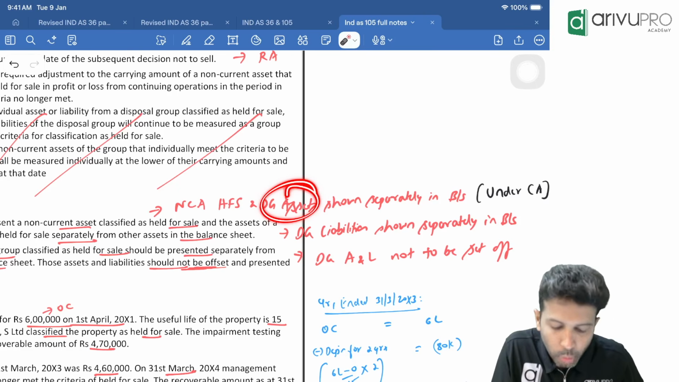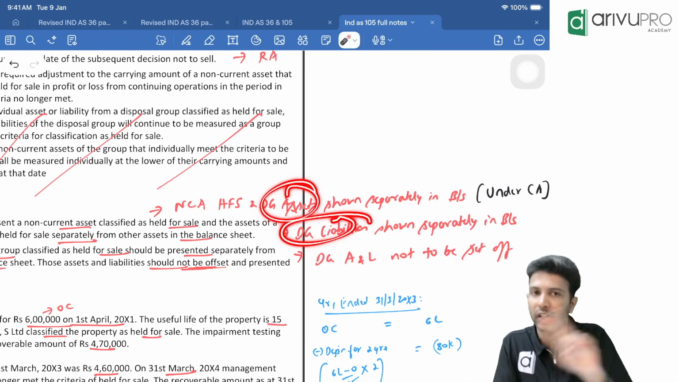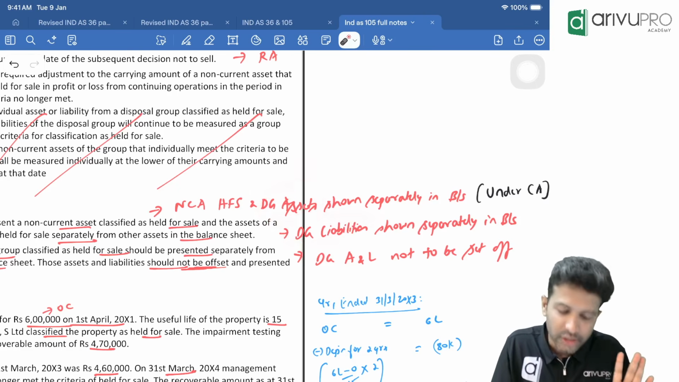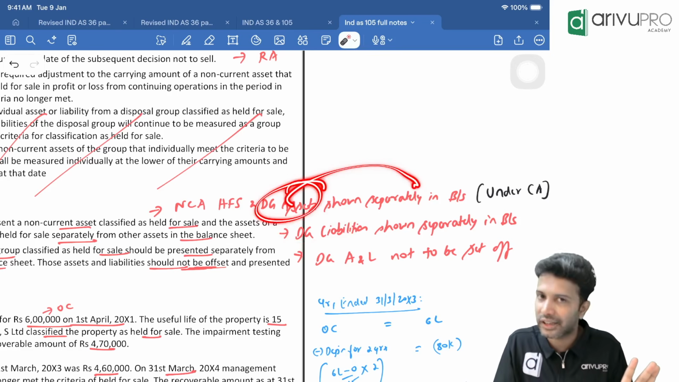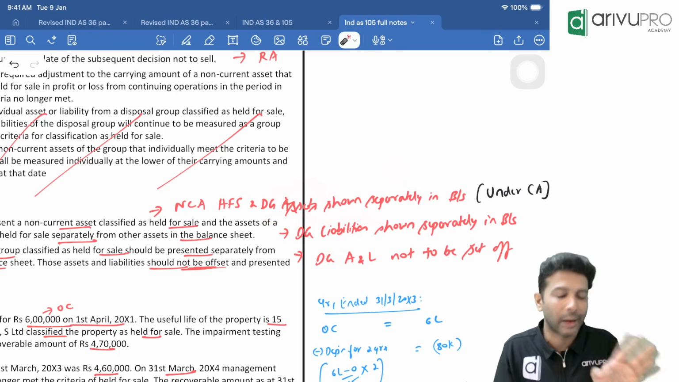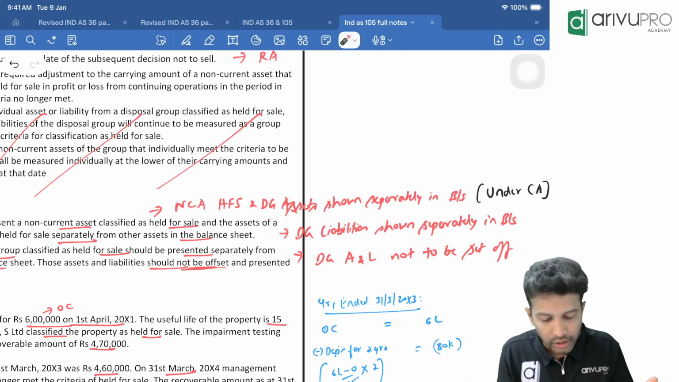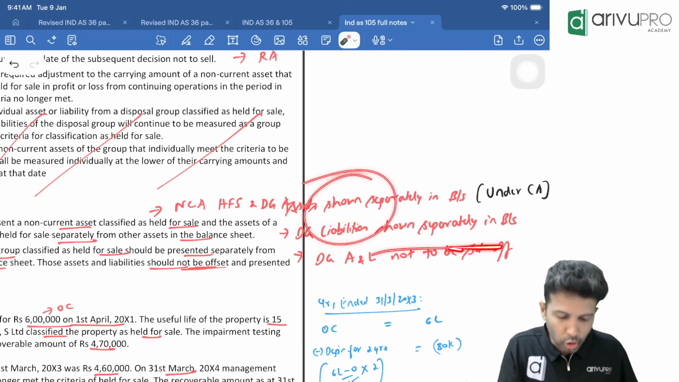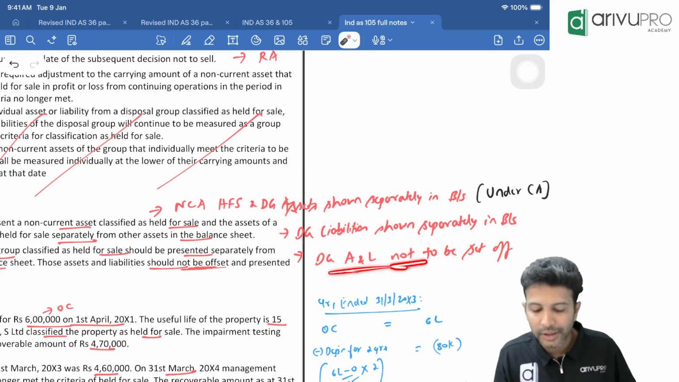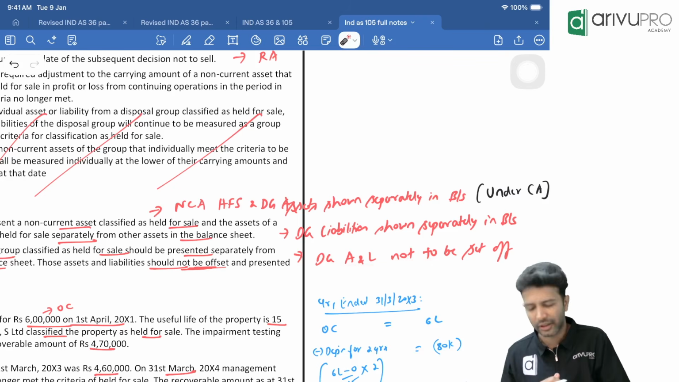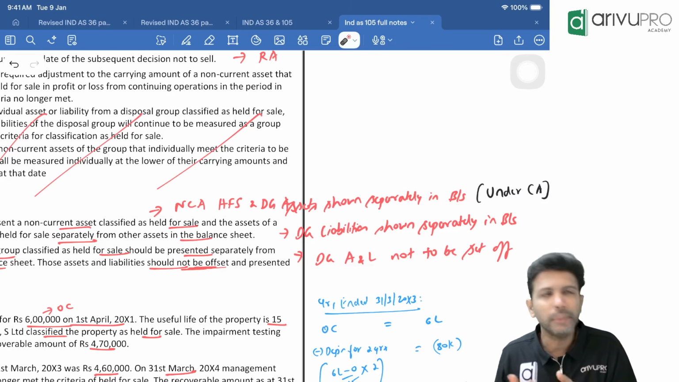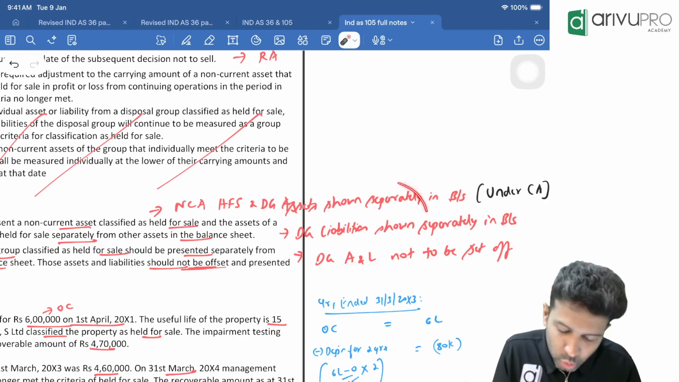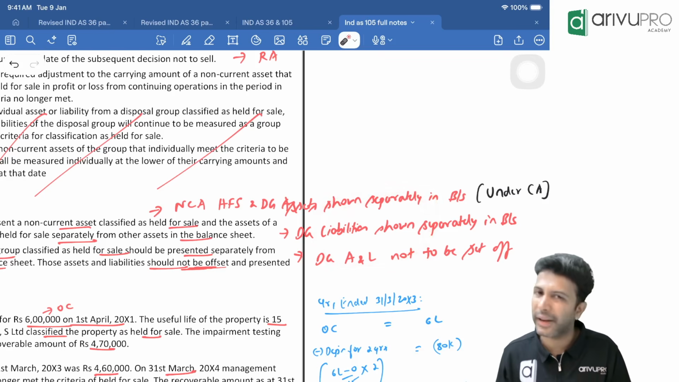The disposal group's asset and the disposal group's liability should not be netted off. Meaning this disposal group asset is shown separately in the balance sheet, and the disposal group liability is shown separately in the balance sheet. Netting off these two and showing it as one number is not acceptable. Show asset and liability separately. These are the presentation aspects. Not that very important, but you never know, right? One or two marks, all this can also be picked up.